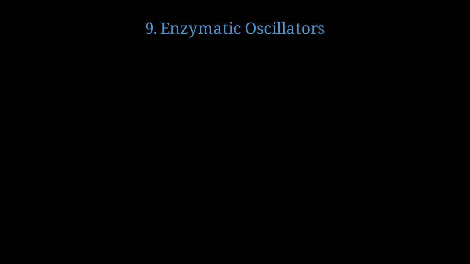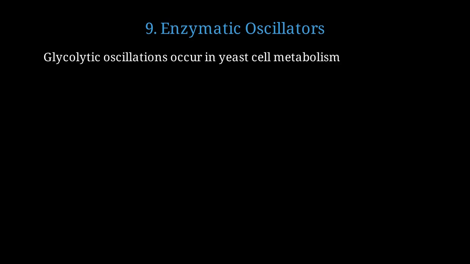Beyond the BZ reaction, enzymatic systems also create oscillating droplets with biological relevance. Glycolytic oscillations occur naturally in yeast cells during sugar metabolism, showing that living systems use chemical oscillators. During glycolysis, ATP concentration oscillates periodically, creating an energy rhythm in the cell.